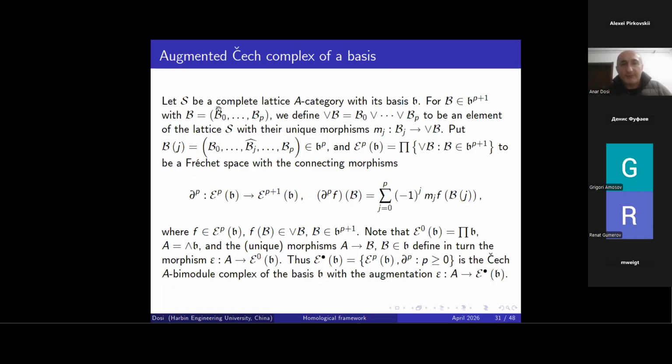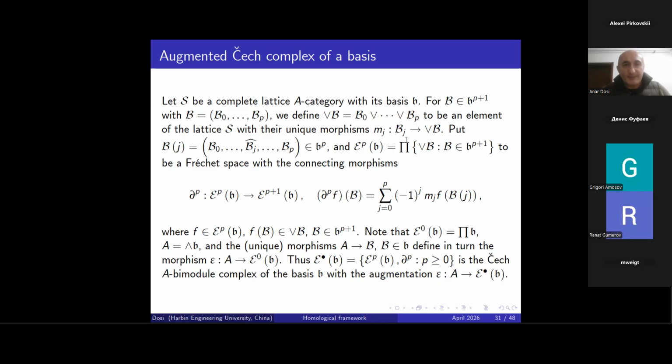Well, we know how to define the Čech complex, right? So let's do it in this framework. S is a complete lattice A category with a basis. I can pick up the tuples and look at their sup, that's a supremum from the S category. Since it's a poset category, there are unique morphisms from B to the sup. Sup is bigger.